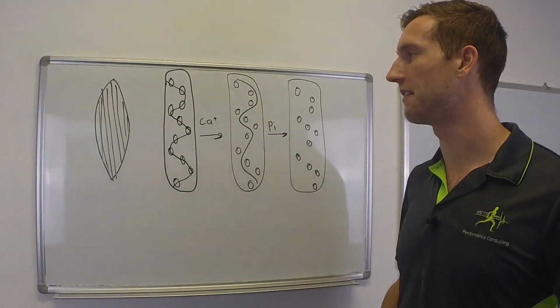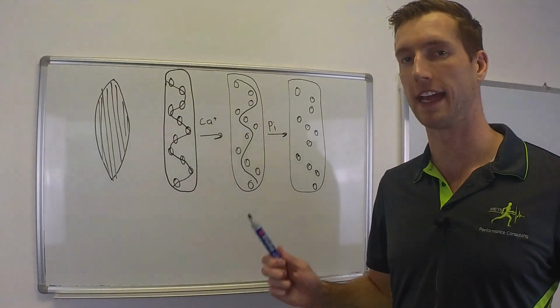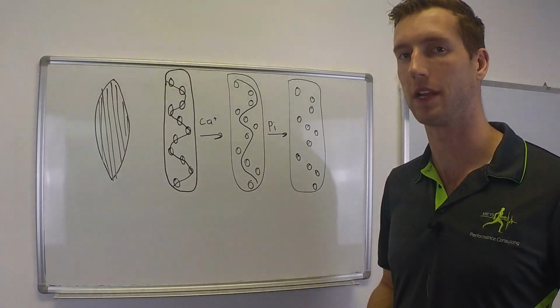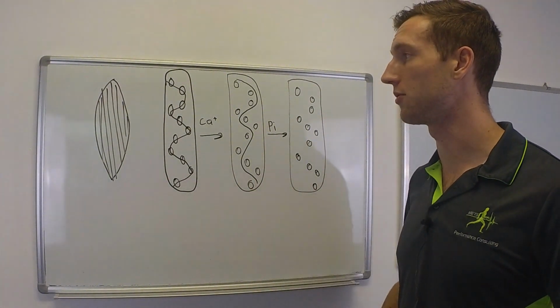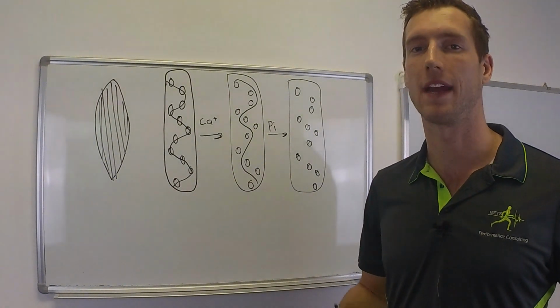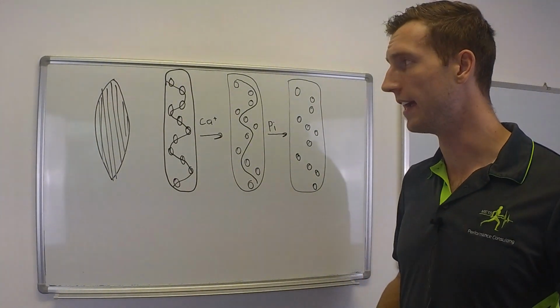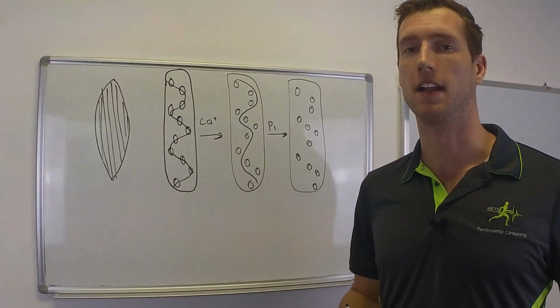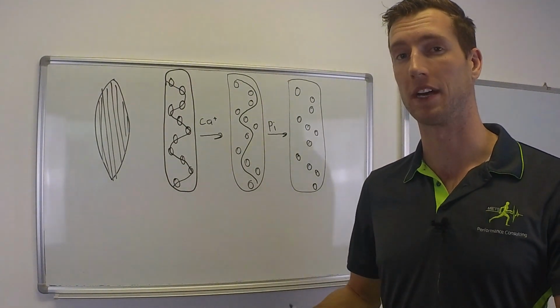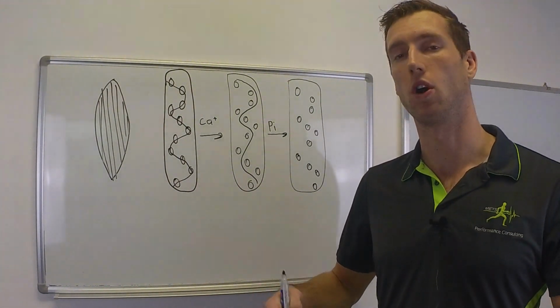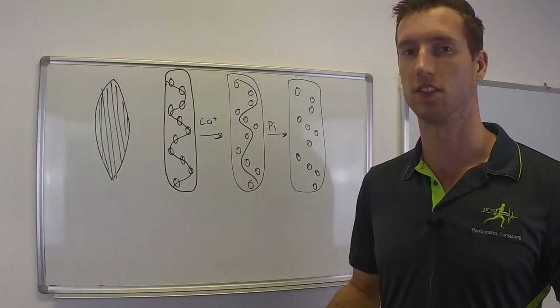I wanted to jump on today and have a chat about the fatiguing byproducts of the ATP-PC system and the anaerobic glycolysis system. We'll start off today by talking about the ATP-PC system and how inorganic phosphate creates fatigue. At the end of the day, all we need to understand is that inorganic phosphate will reduce muscular force, and that's the reason why we start to slow down after about 6 seconds into a 100-meter sprint.